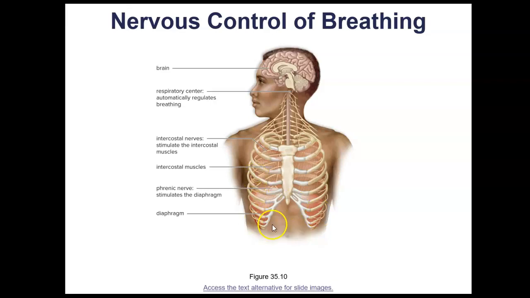Let's see. The nerves involved in breathing are the ones that stimulate the intercostal muscles, the diaphragm and the intercostal muscles of the ribs. So the phrenic nerve actually stimulates the diaphragm to contract and relax. Well, it contracts, remember, by flattening out. But the muscles that are used to inhale are the intercostal muscles and the diaphragm. And so they're stimulated by the intercostal nerves and the phrenic nerve.